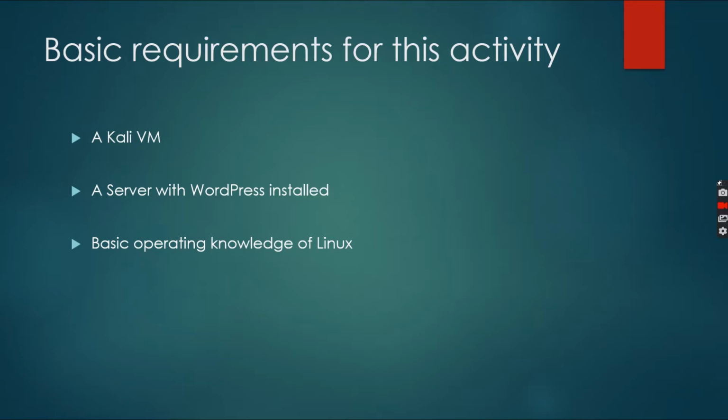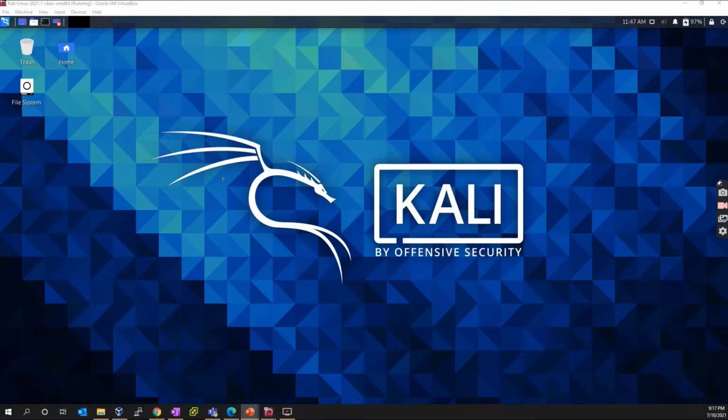So the basic requirement for this activity will be a Kali VM box. You can install it on VirtualBox on your laptop, and you can download it. It's openly available. And then you need a small server which you can make on any Ubuntu machine with WordPress installed. It is also open source, so you can do that as well. And then you have to have some basic knowledge of the Linux operating system, like some basic commands of running nmap or any other tools. So let's jump into action.